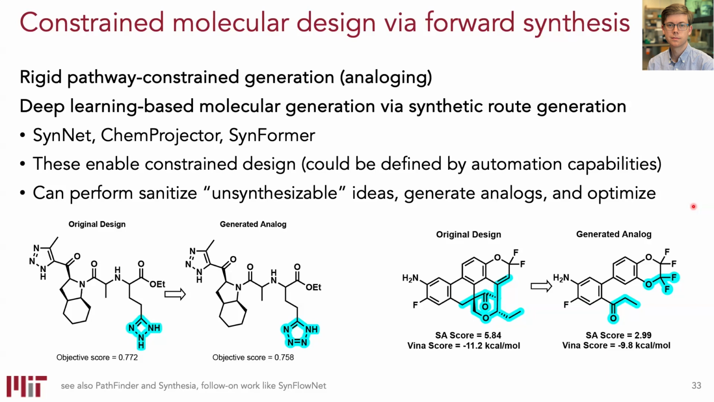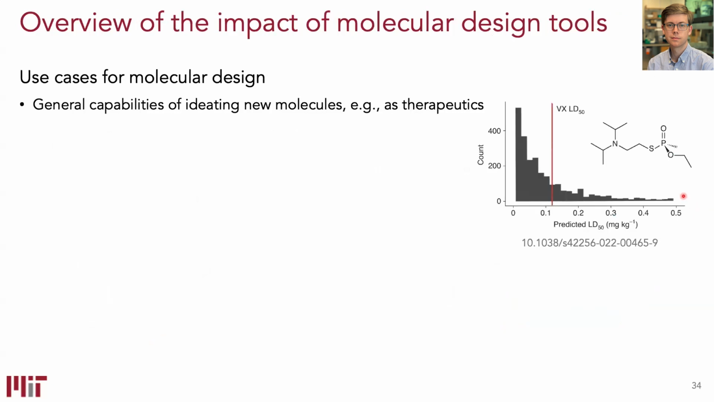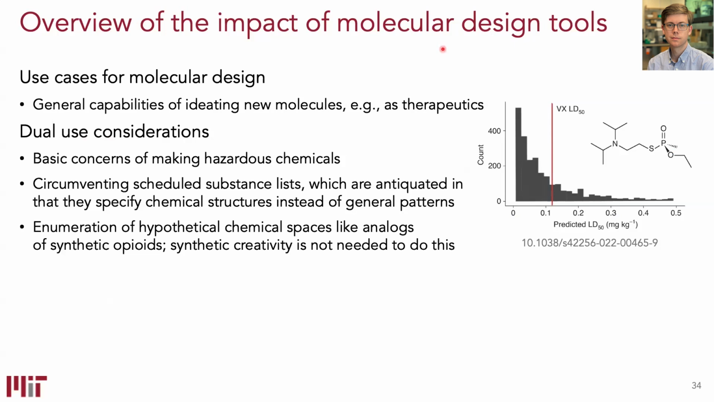So molecular design offers us a lot of different ways of coming up with structures, in this case constrained by synthesis to try to make them actionable. Obviously the beneficial use case is that you make molecules that have useful function: therapeutic candidates, candidates for material additives. Dual use, obviously: if you can invent molecular structures that have property A, you might be concerned that someone will invent molecules that have property B. And so there are these basic concerns of making hazardous chemicals, and also the notion of circumventing controlled substances.